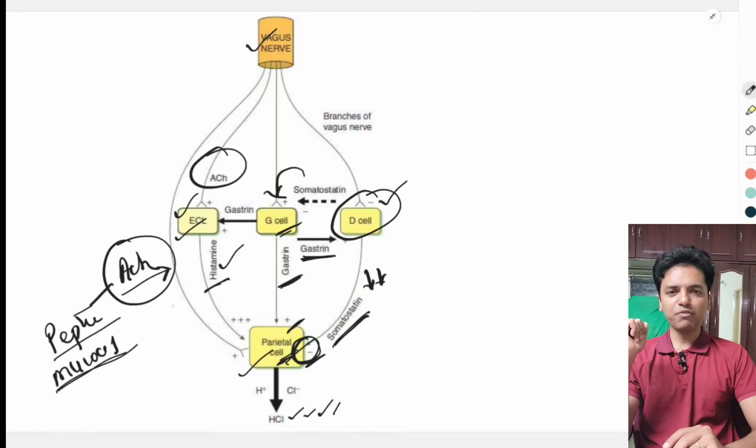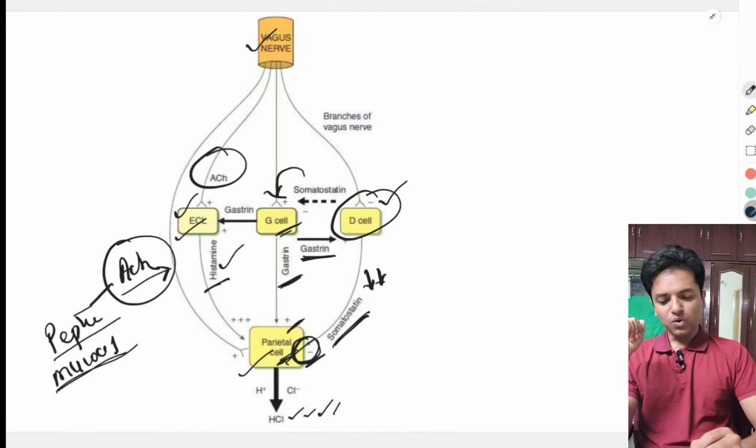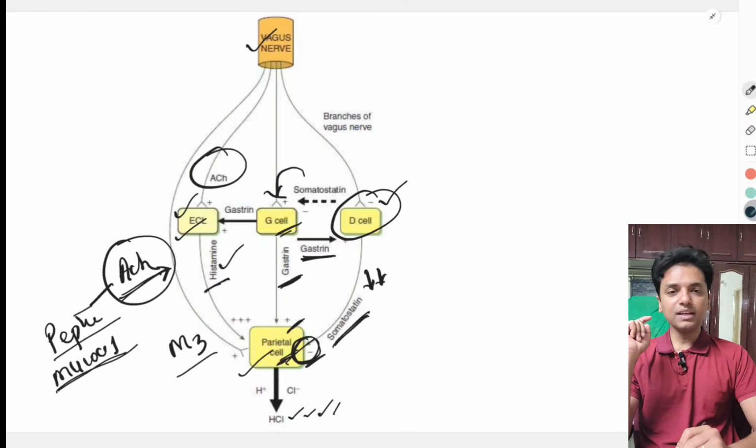One more thing which we have to understand here is that the acetylcholine is acting on the parietal cell. This is also important. If you write it, it's good, you will get more marks in your exam. So the acetylcholine which is acting on the parietal cell, these are the cholinergic fibers. The action is via a receptor which is called an M3 receptor. These are the muscarinic receptors. So this is the M3 receptor.